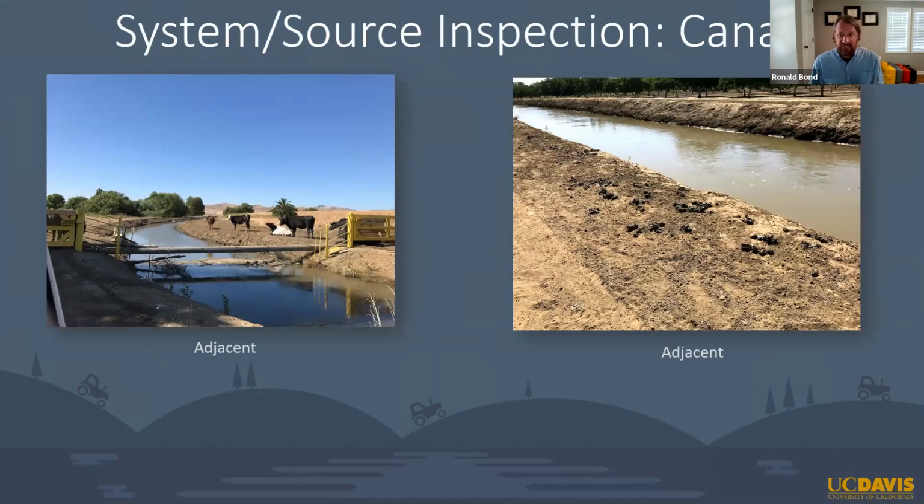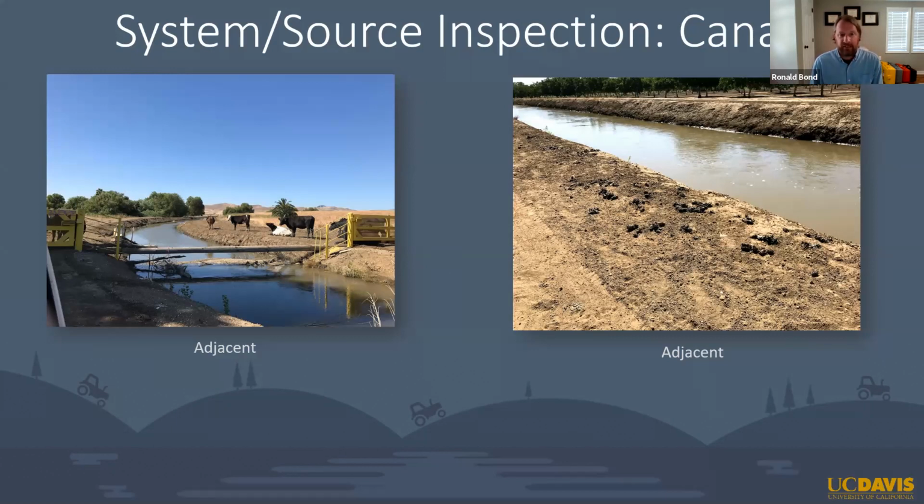Now, the idea of adjacent and nearby land uses: if you have active cattle loafing in canal systems, that's a problem. It's something you can contact your irrigation district about, and it's something you should be writing down in your inspection, that I can't do anything about it. I've tried to do something about it. And of course, testing your water helps with that too, to see if that is a problem.